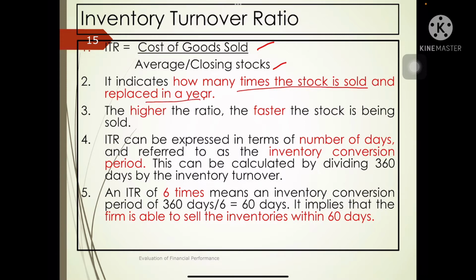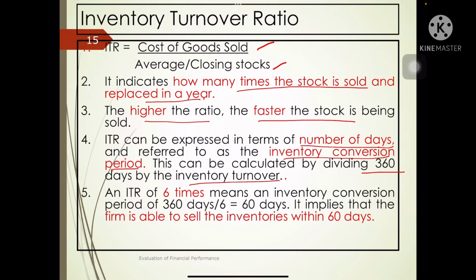So we divide by average stock, so we can see how many times the stock is sold and replaced. So it means that the higher the ratio, the faster the stock is being sold. So the higher the ratio is good for the company. The inventory turnover ratio can be expressed in terms of number of days and referred to as the inventory conversion period. It can be calculated by dividing 360 days by the inventory turnover.